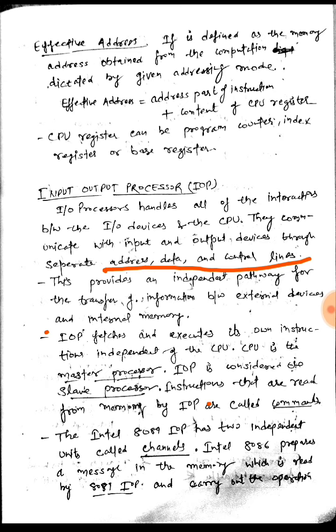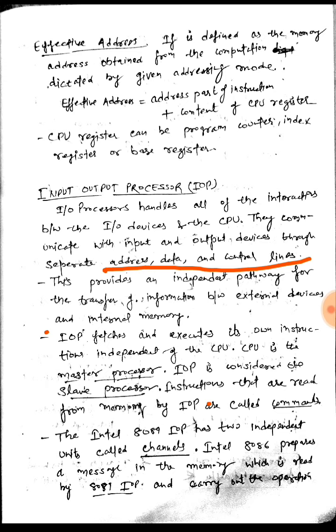This provides an independent pathway for transfer of information between external devices and internal memory. So the input output processor fetches and executes its own instructions independent of the CPU. So it will fetch its own instructions. It will have independent address, data and control lines. The IOP is considered the slave processor, whereas the CPU is considered the master processor.